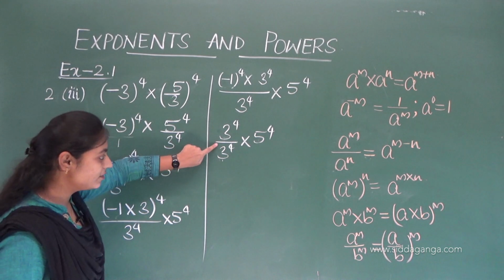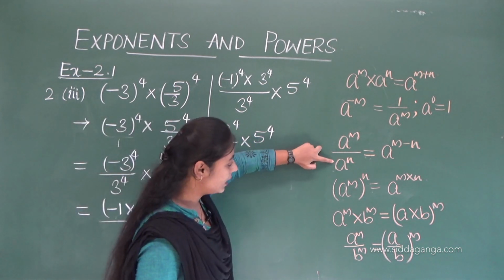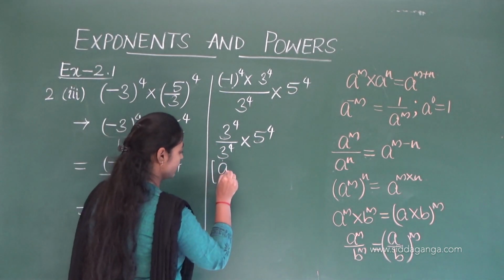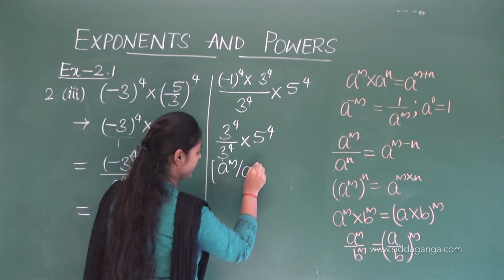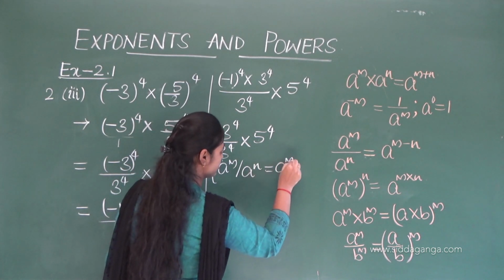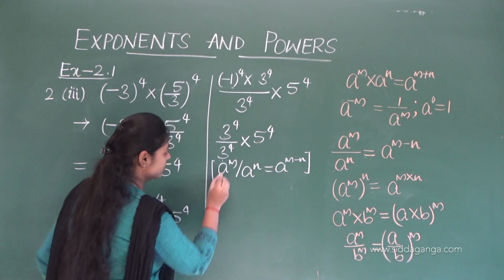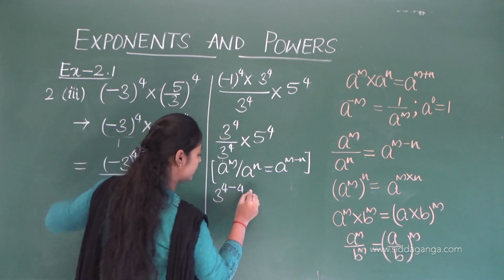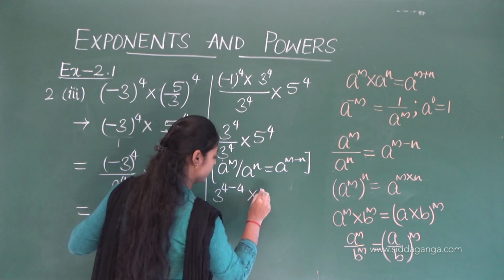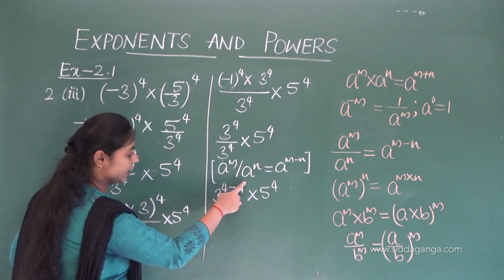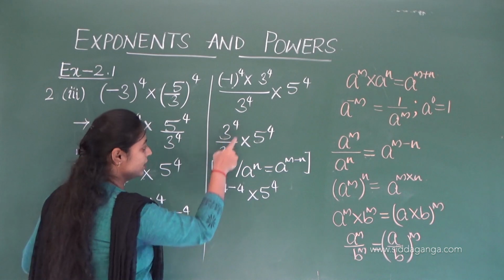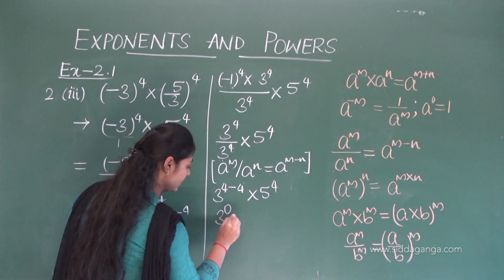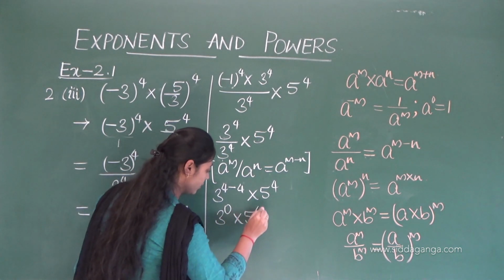When the bases are equal and there is a division, a power m by a power n is equal to a raised to the power of m minus n. A power m divided by a power n is equal to a raised to the power of m minus n. So 3 to the power of 4 minus 4 into 5 to the power of 4. 3 to the power of 4 minus 4 is 0, into 5 to the power of 4.